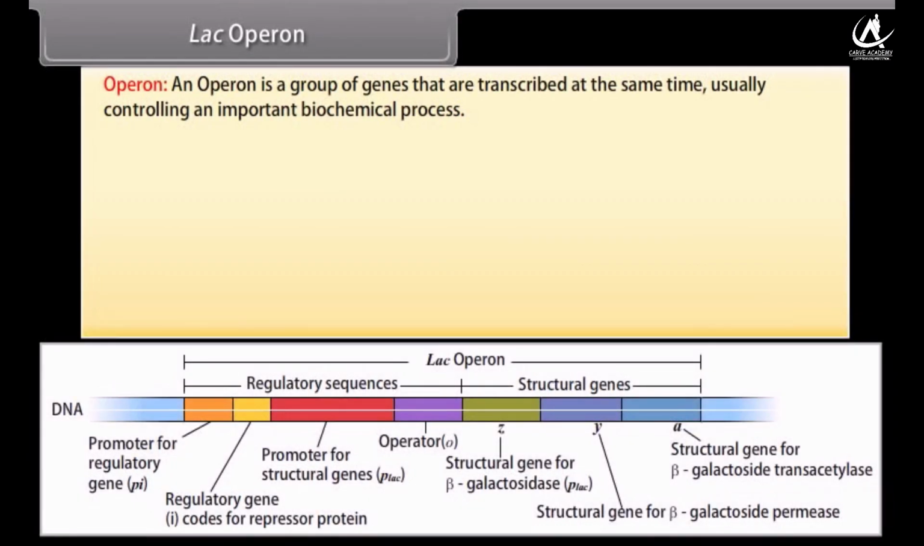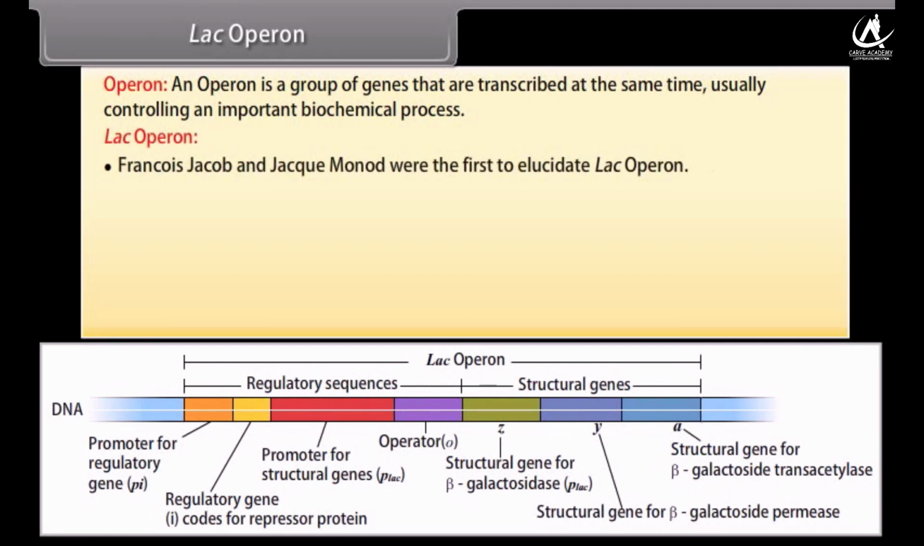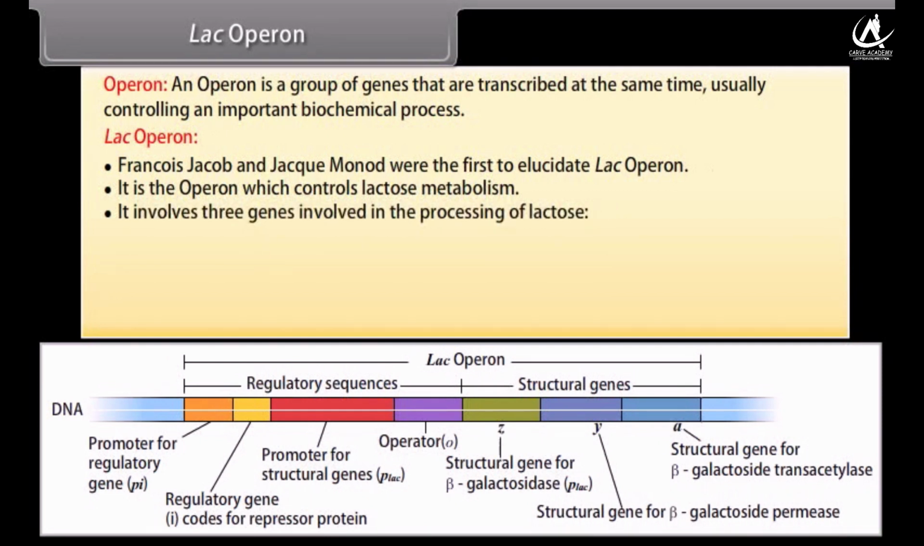Lac Operon. An operon is a group of genes that are transcribed at the same time, usually controlling an important biochemical process. Francois Jacob and Jacques Monod were the first to elucidate Lac Operon. It is the operon which controls lactose metabolism. It involves 3 genes involved in the processing of lactose.